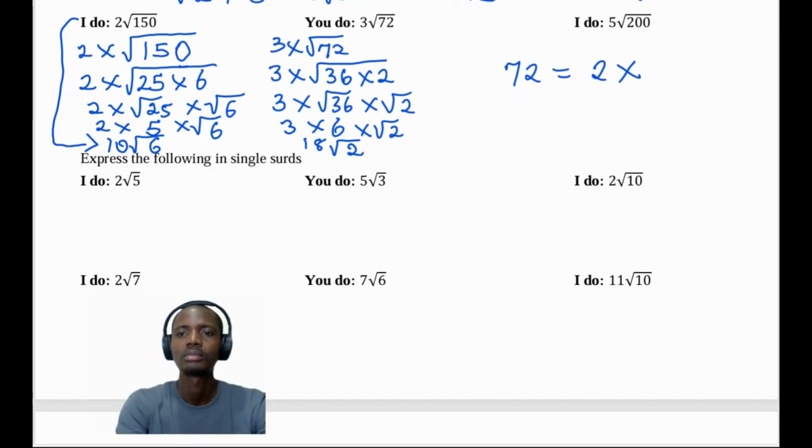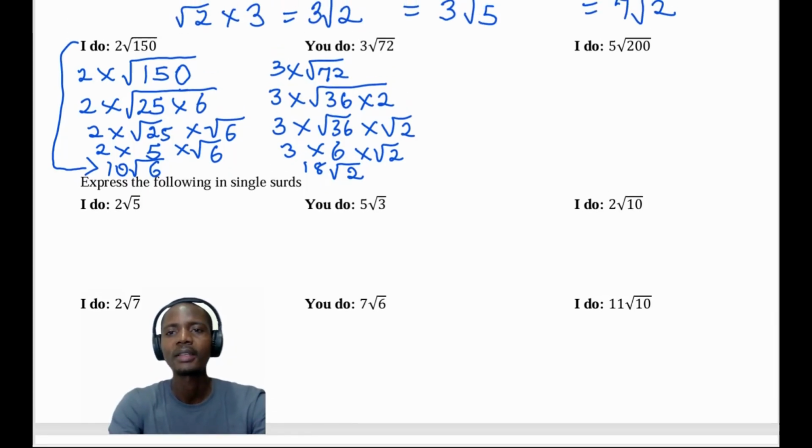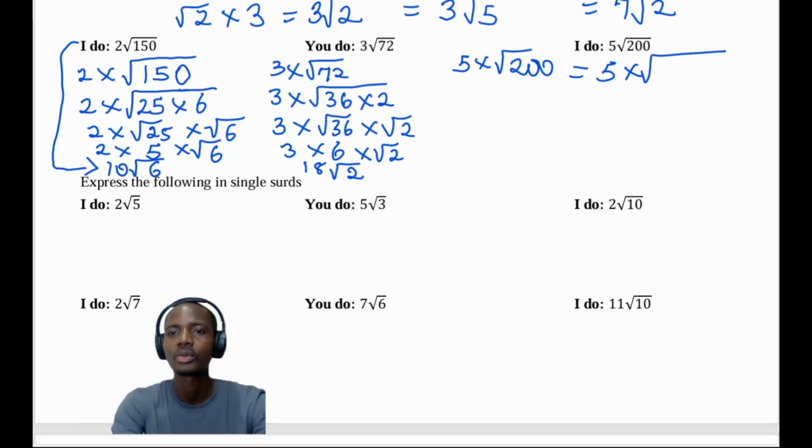All right, another example on this. 5 root 200. This is quite easy because we just know that 5 times root 200 can be written as, now 200, it's quite simple. That's 100 times 2. 100 is a perfect square. So I will have it as 5 times the square root of 100 times 2.